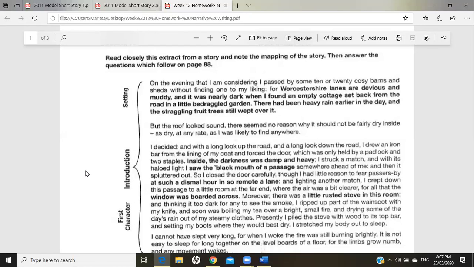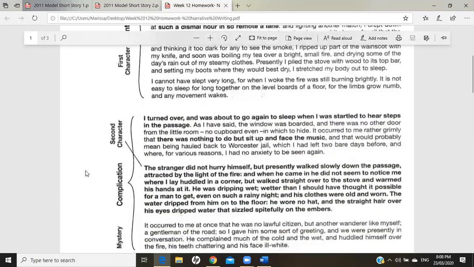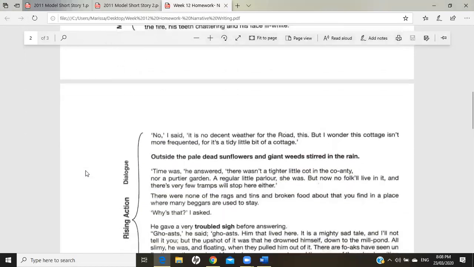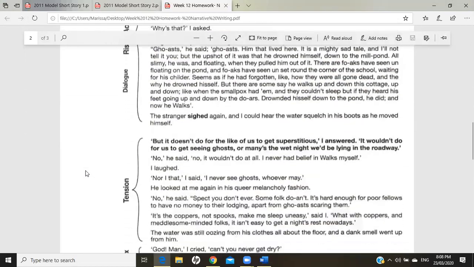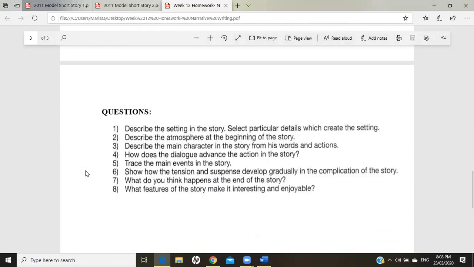Because if you're looking in terms of format as to what goes in the beginning of the story, where the dialogue comes in and stuff, this is a really good example for you to see what goes where. So be sure to do the homework and answer the questions on it. But pay particular attention to the mapping of the story so you could get an insight as to when you start writing your story, how many paragraphs you have to write and what goes where in the story.